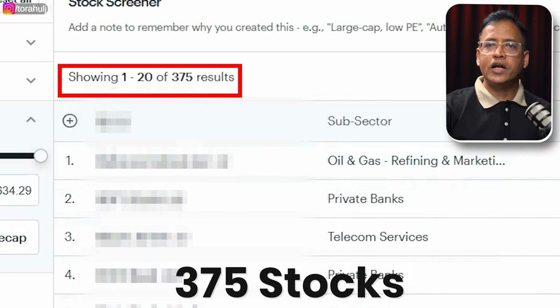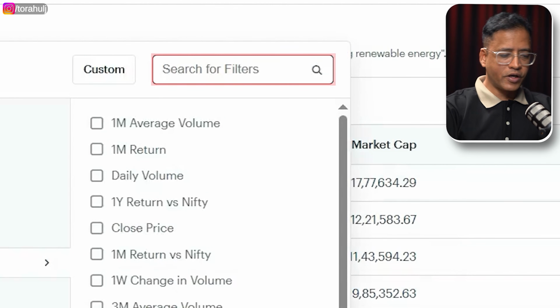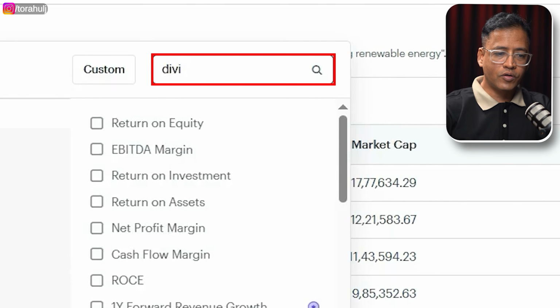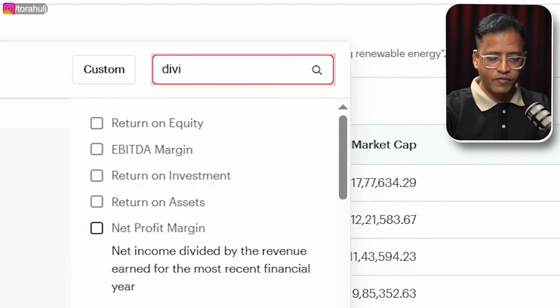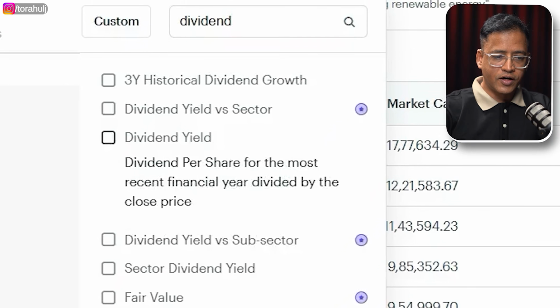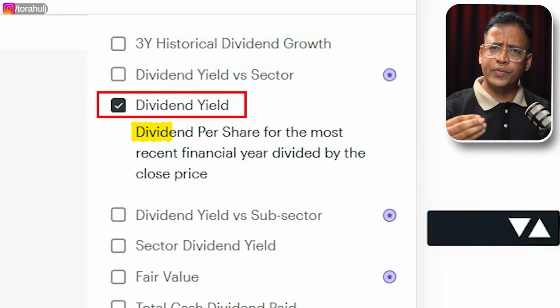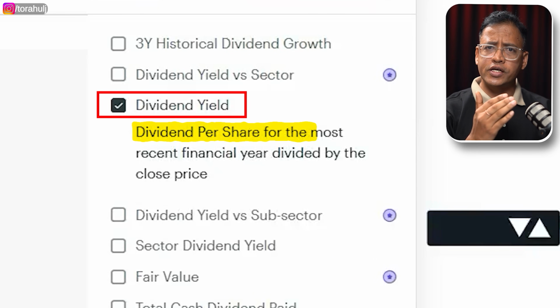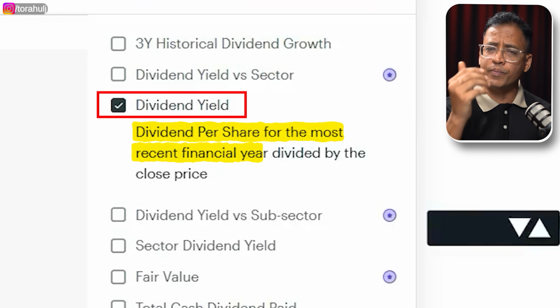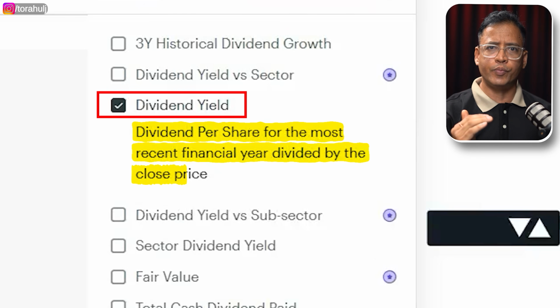The next criteria that I'm going to use is dividend yield. So simply we are going to type it here, dividend yield. Okay. So if I just go and type dividend yield here, so you will see dividend yield. Now, what is dividend yield? It's very simple. In the last 12 months or financial year, how much of total dividend the company has given divided by the current price. Okay, so dividend yield changes as the price changes and as the dividend amount changes.